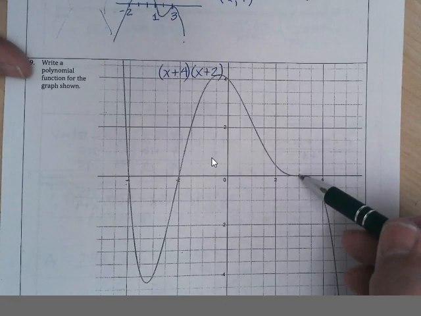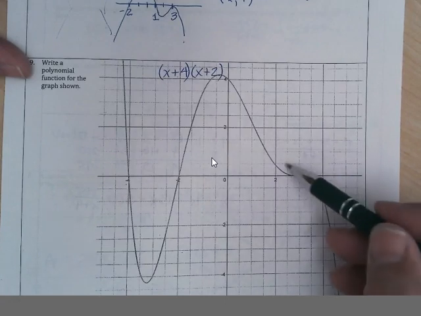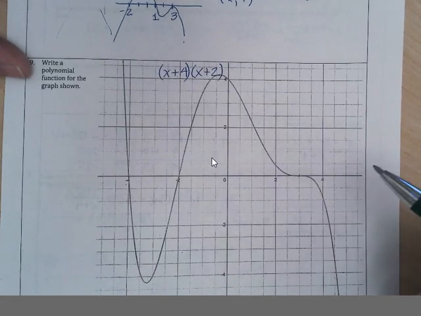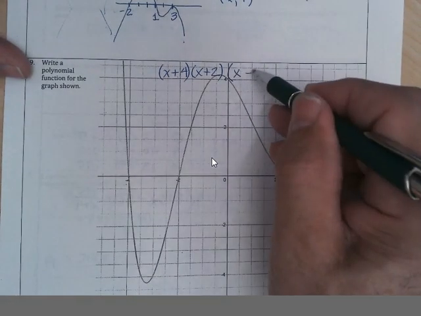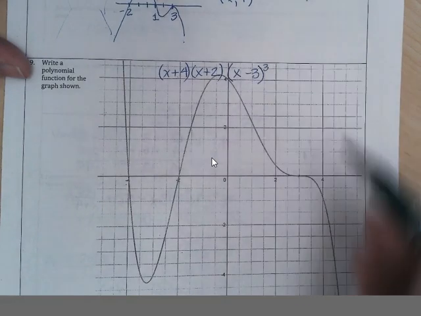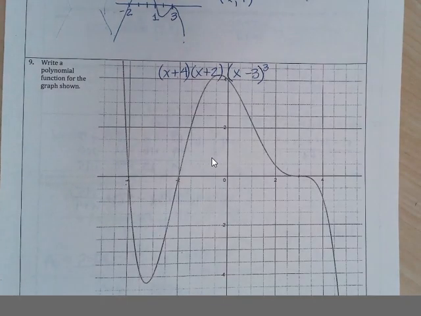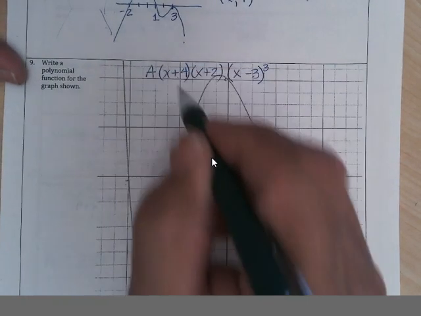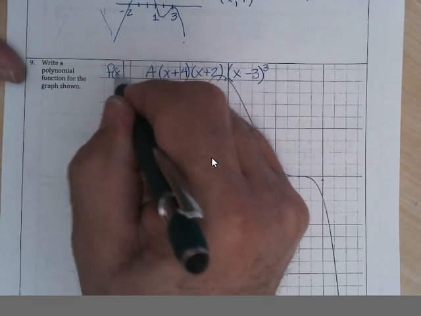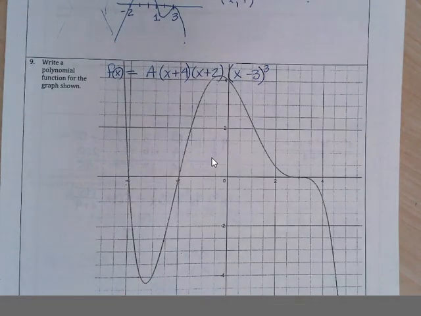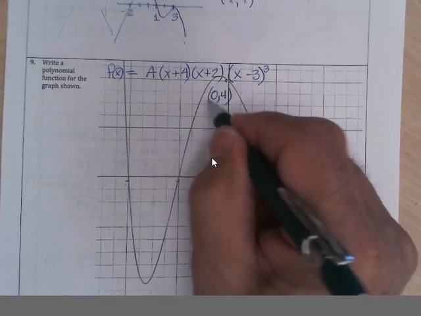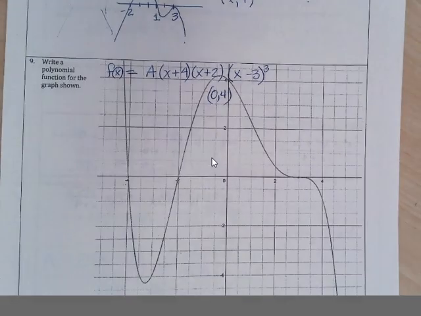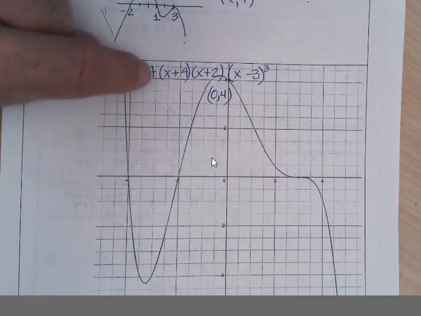And it looks like it not bounces, but not straight through. It looks like it hesitates at 3. So it's probably x minus 3 to the third. And then it's probably too big, and so there's probably a number to multiply by to get the function. And we have to get it to go through 0, 4 for the y-intercept. And that's how we're going to figure out the a.